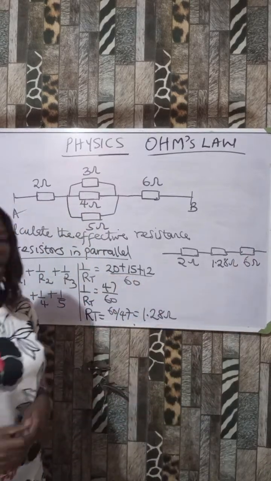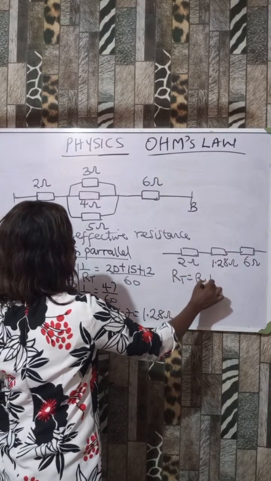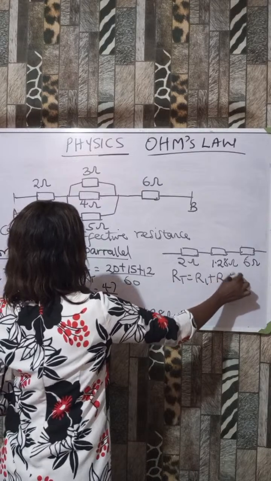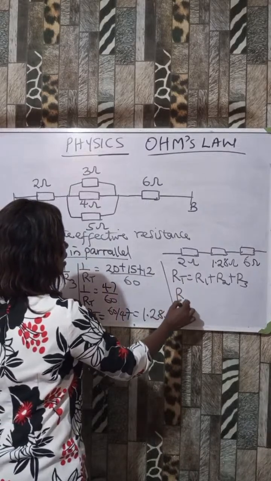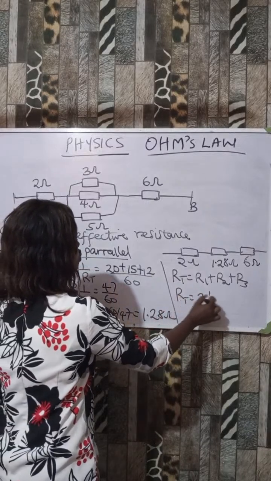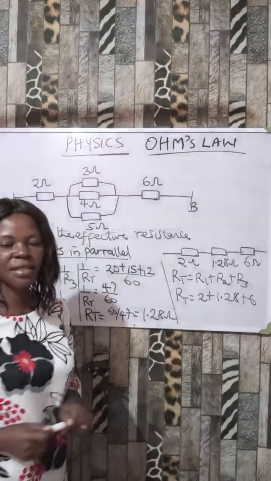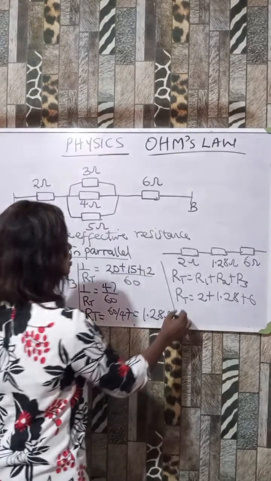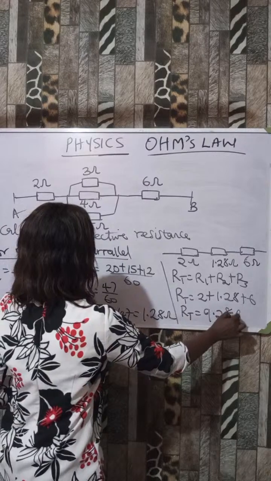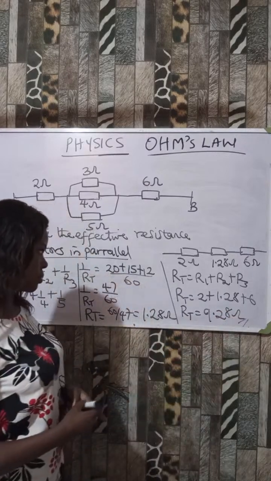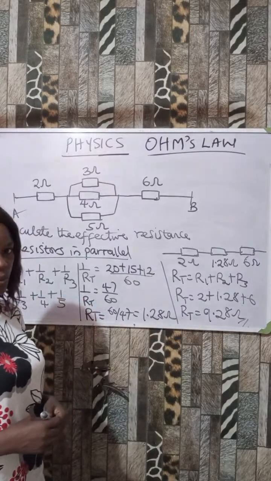So by the time you get the effective resistance, you are going to say that RT is equal to R1 plus R2 plus R3. So simply, R total is equal to 2 plus 1.28 plus 6, right? By the time you add them, it's going to give you 9.28 ohms. Do you understand? So the answer to this question is 9.28 ohms. All right.